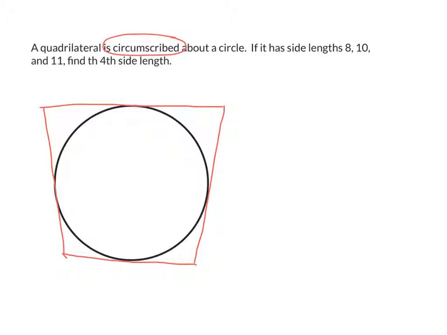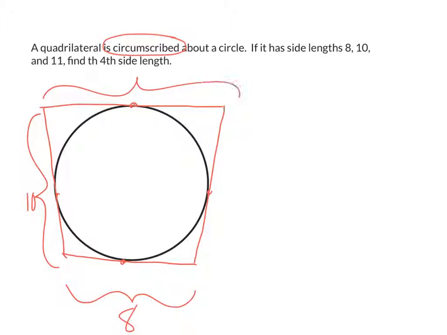Okay. I'd say a decent job there. I'm pretty happy with what I got there. So it's tangent at these 4 spots, okay? And it says that we've got side lengths of 8, so we'll say this guy is 8, 10, and 11. And I want to figure out what this is. I don't know what it is. Okay. That's my unknown. That's what I want.